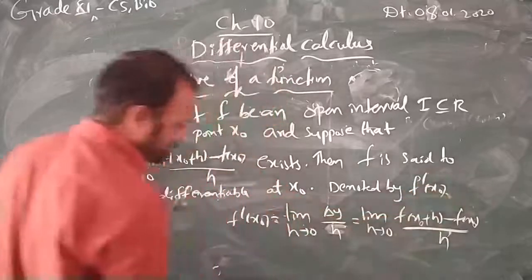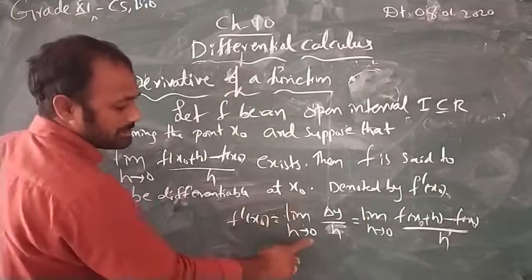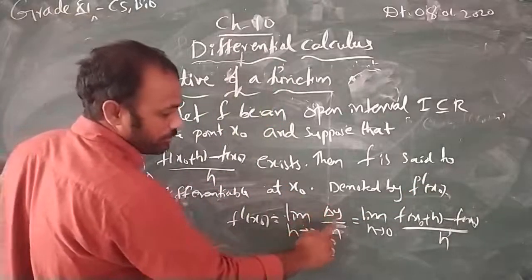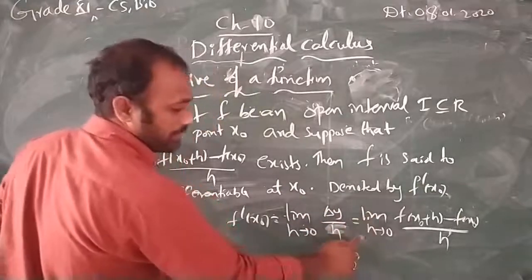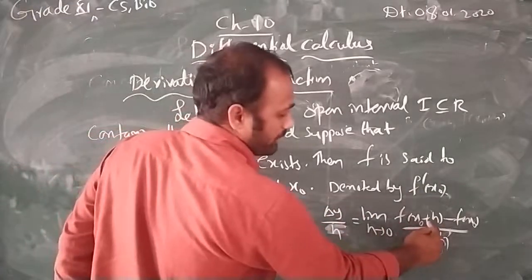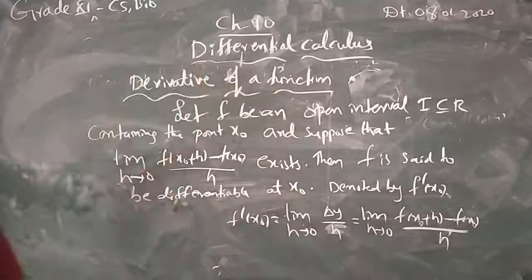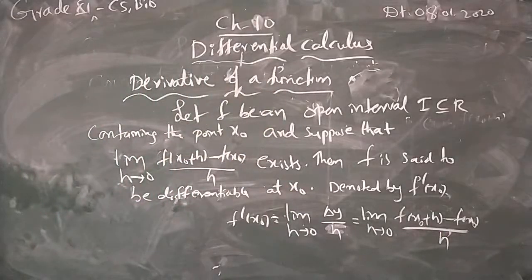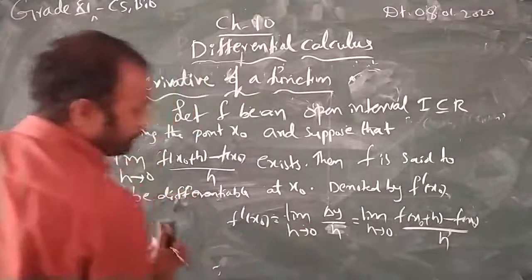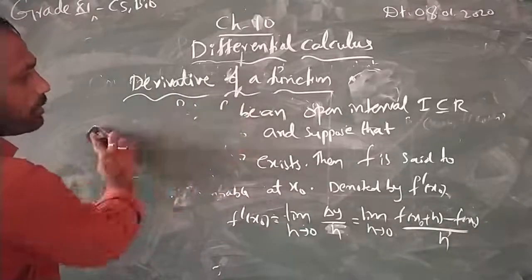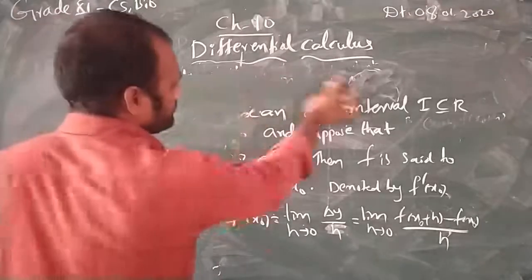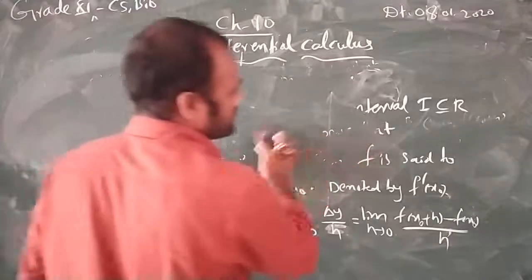F dash of x naught is equal to the limit as h tends to 0, changing the y value by h. So that is limit h tends to 0, f of x naught plus h minus f of x naught by h. So this is the derivative formula. This way we can also call it the first principle, derivative by using the first principle.